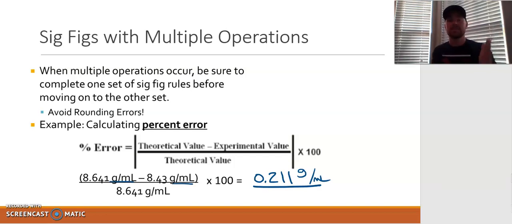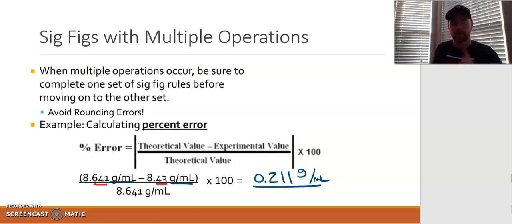Now, what's the next math step I'm going to do? I did subtraction. What's the next thing I'm going to do? Division, right? So I'm about to switch from subtraction to division. And since they have separate rules, I need to think to myself, okay, what should this have been rounded to? Based on subtraction, what should 0.211 have been rounded to? Well, if I take a look at my numbers, this number had 3 decimal places, this one had 2. So really, this number should have been rounded to 0.21. But I don't want to round yet, right? Because if I round now, that's where we get that propagation of error. That's where we get all those rounding errors.